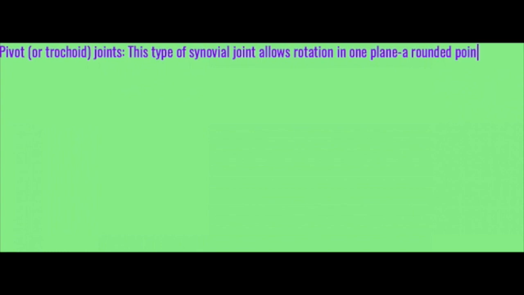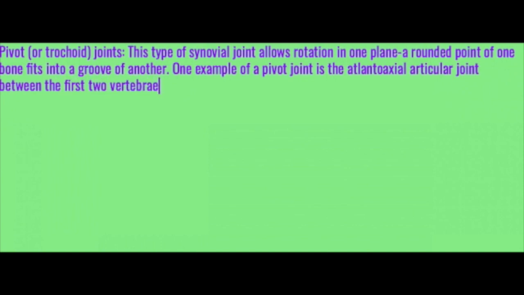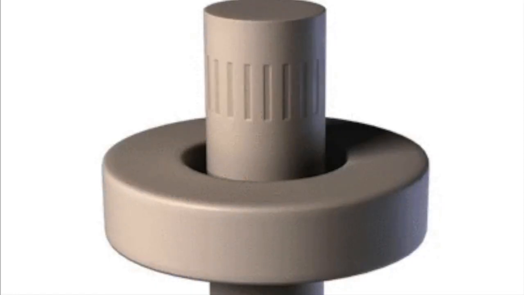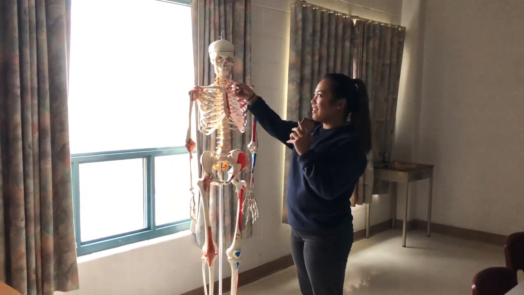Pivot, or trochoid joints. This type of synovial joint allows rotation in one plane. A rounded point of one bone fits into a groove of another. One example of a pivot joint is the atlantoaxial articular joint between the first two vertebrae in the neck, which allows the rotation of the head. An example of the pivot joint is the neck.